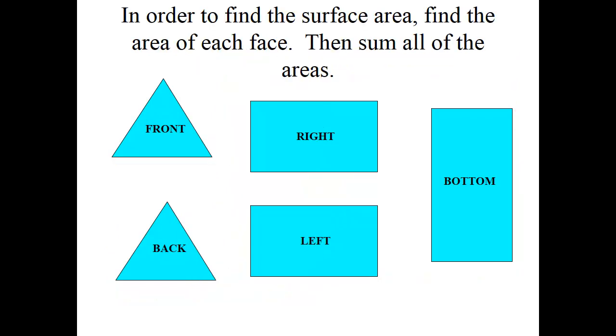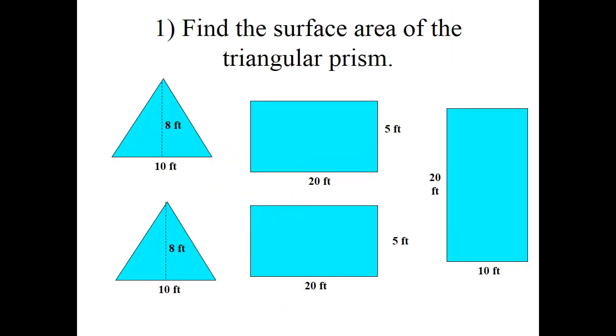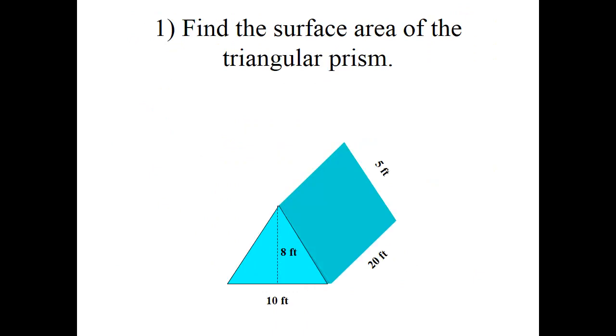Okay, so let's see. Find the surface area of this triangular prism. I need to find the sum of the areas of all faces. So how many faces do we have? We said 5.